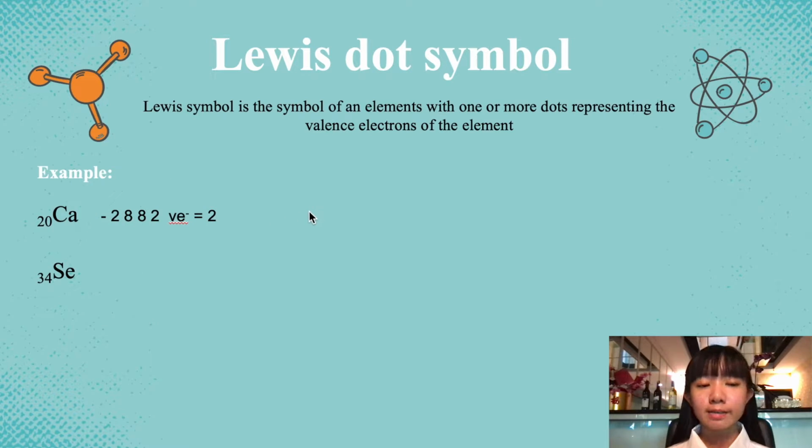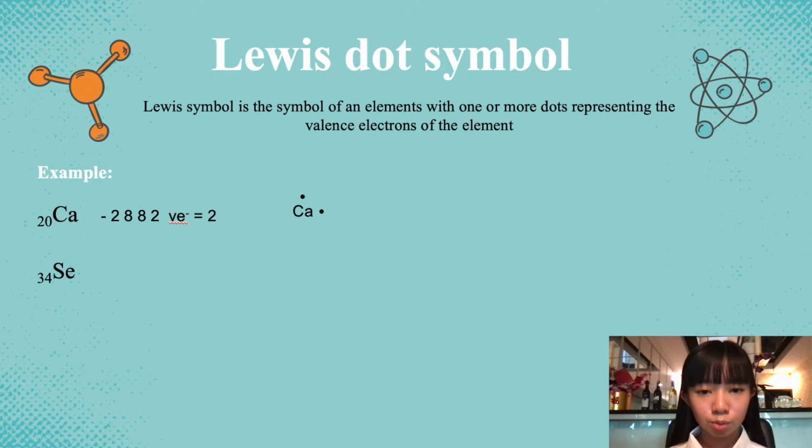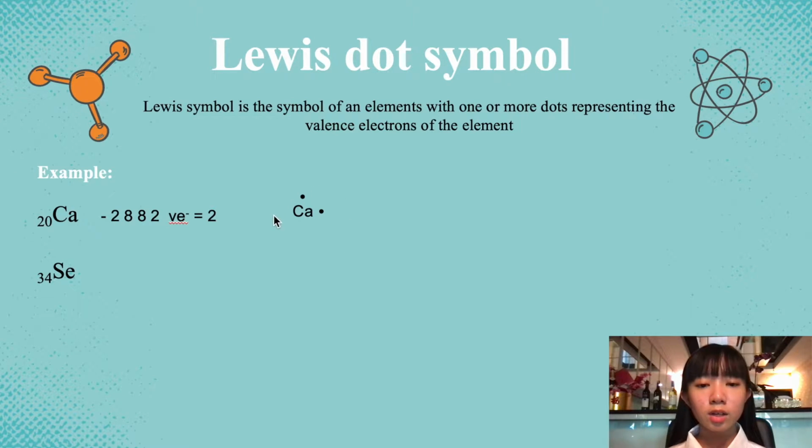After determining the valence electrons, we will now draw the Lewis dot symbol. First, we write down the atomic symbol. Next, we will use the dots. Because calcium has 2 valence electrons, we will draw 2 dots. 1 and 2. So this is now the Lewis dot symbol of calcium.